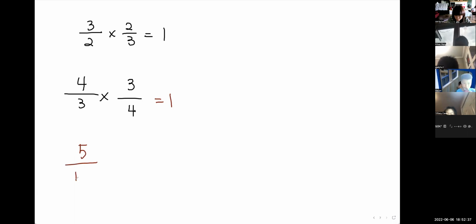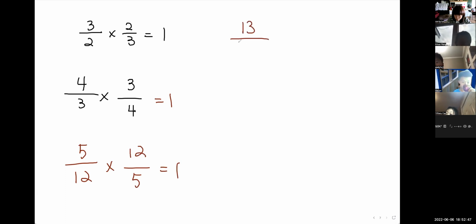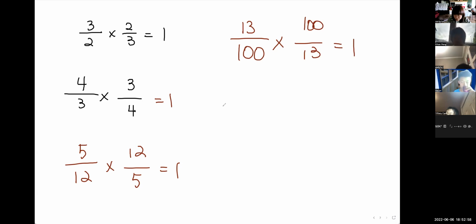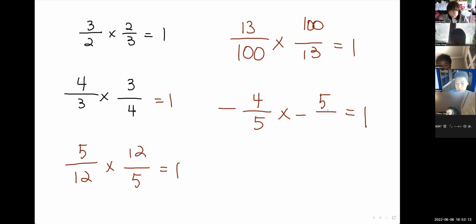So 5 over 12 times what equals 1? Tiffany, 12 over 5. Thank you. Okay, Daniel, 13 over 100 times what equals 1? 100 over 13. Thank you. And Ethan, your question will be harder than theirs, okay? So negative 4 over 5 times what equals 1? Negative 5 over 4.